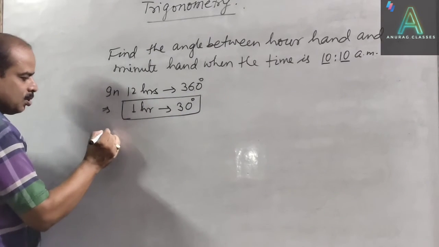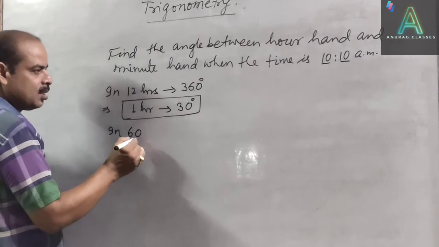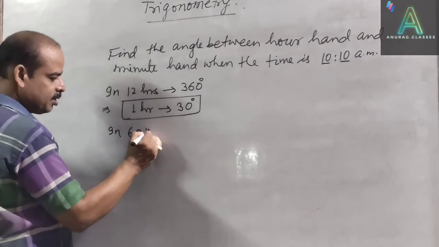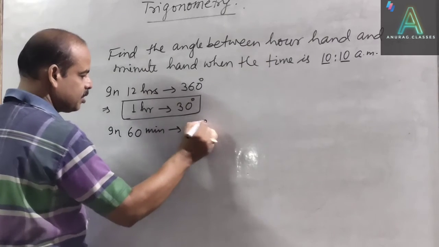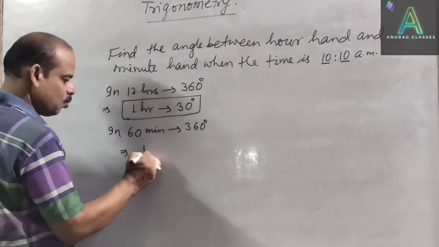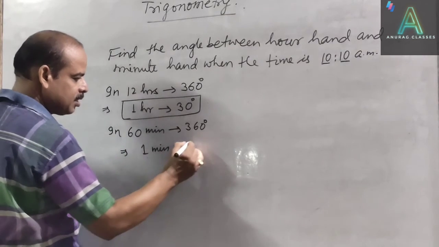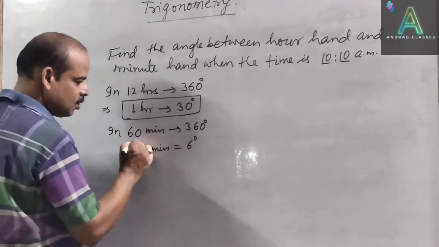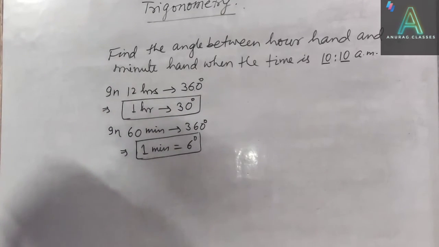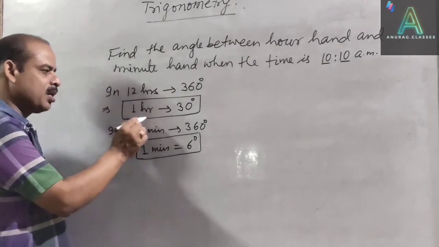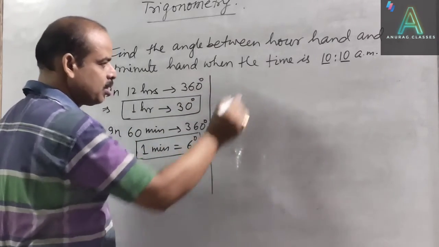Again you have to know that minute hand covers 360 degree in 60 minutes. So in 60 minutes the angle subtended will be 360 degree. So in 1 minute, 360 by 60, 6 degree. So for minute hand, 1 minute means 6 degree, and for hour hand, 1 hour means 30 degree. Let us try to solve this question now.